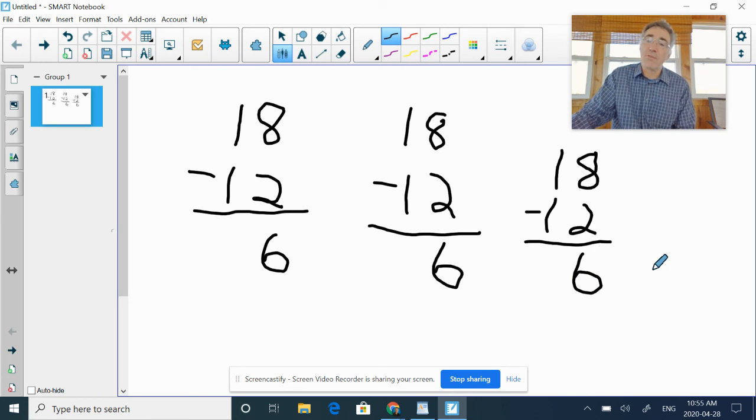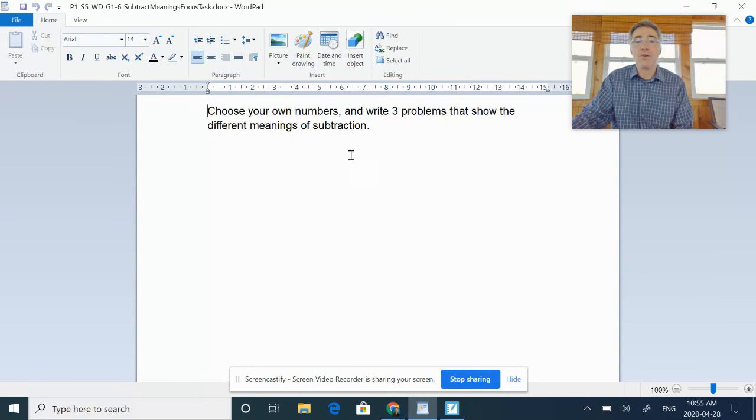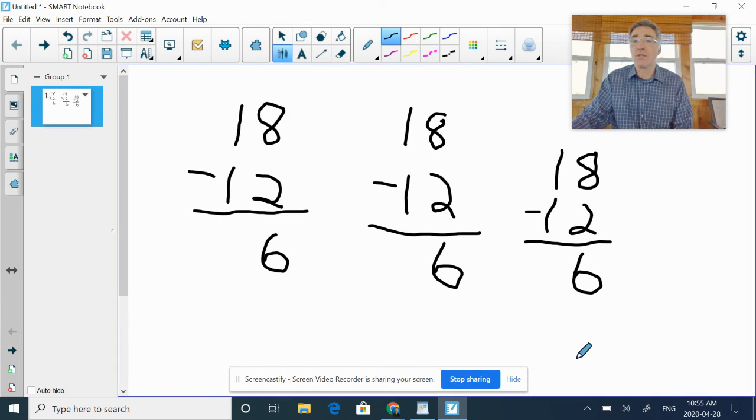And so that gives you the 3 examples. Again, if we go back and look at our problem, choose your own numbers and write 3 problems that show the different meanings of subtraction. And that's how I would do it. If I, for example, was doing this in EQ testing, I needed to put it on a piece of paper, I could do the same type of thing where I would use, rather than my kidney beans, I would just be drawing little circles or putting little tallies or whatever, but I would still do the same kind of idea in terms of what I would put on my paper.